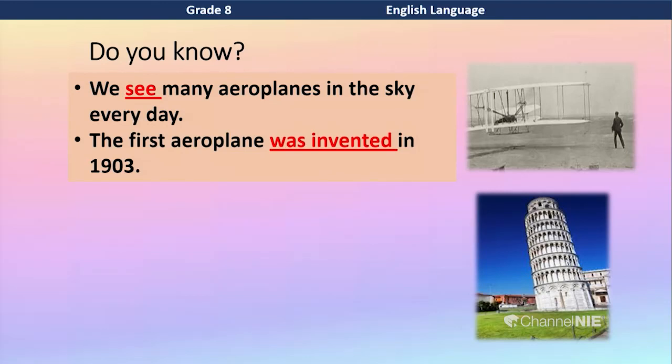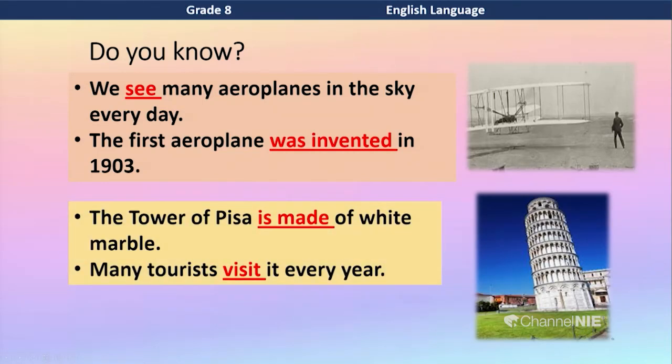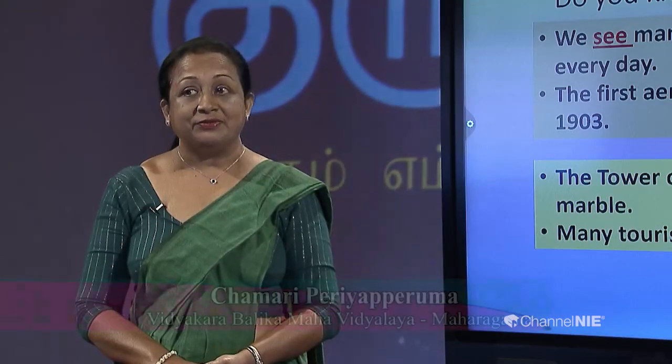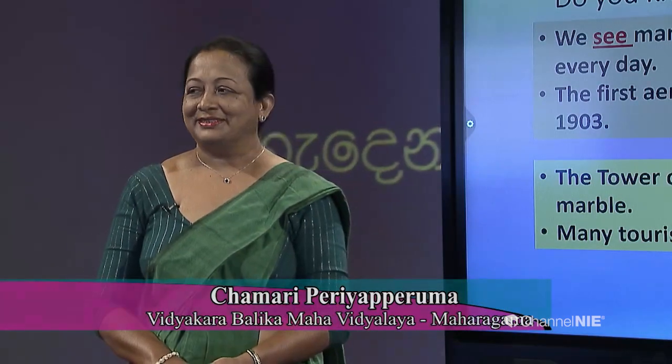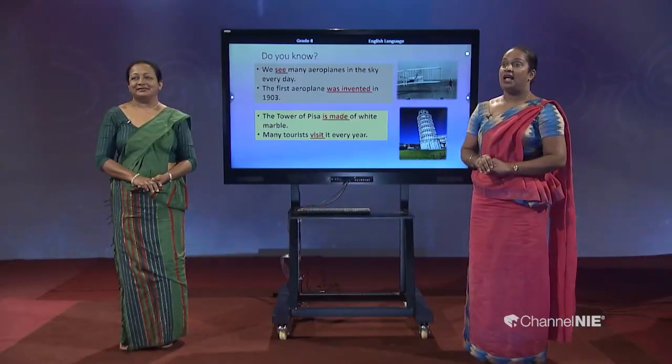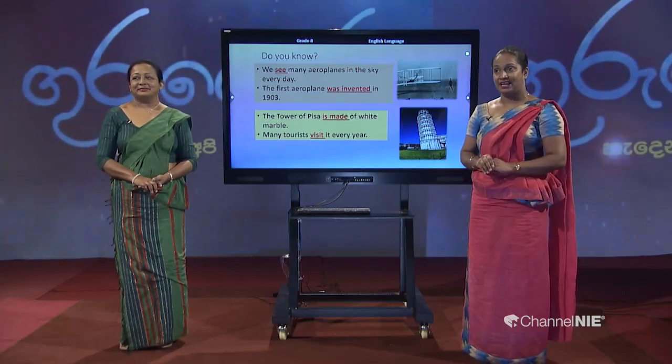Miss Chamari, do you have any idea about the second picture? It is the Tower of Pisa. Of course, you are correct. It's the Tower of Pisa, which is in Italy. And do you know, children, the Tower of Pisa is made of white marble, and many tourists visit it every year. Is there any speciality of Tower of Pisa, Miss? Yes, that is one of the 7 wonders in the world. Of course. I think our children also have seen the pictures of Tower of Pisa, right?